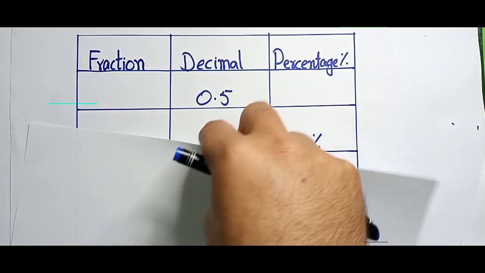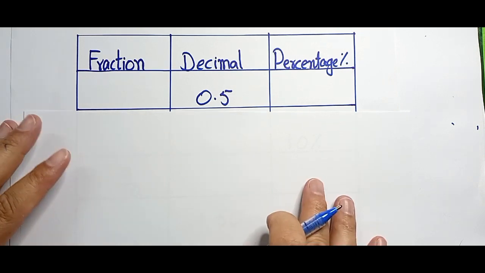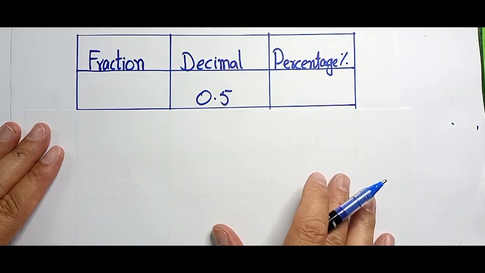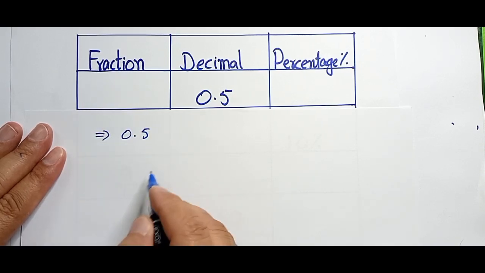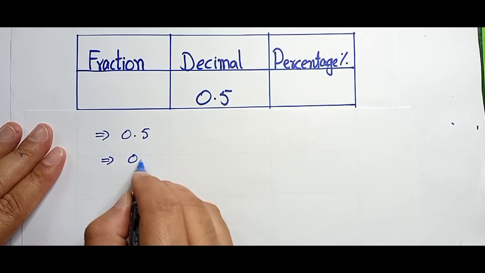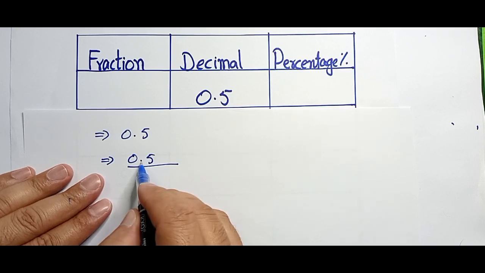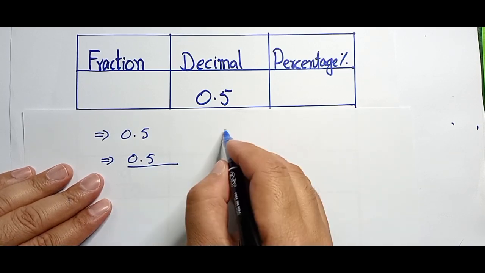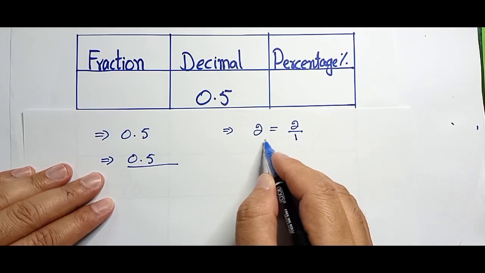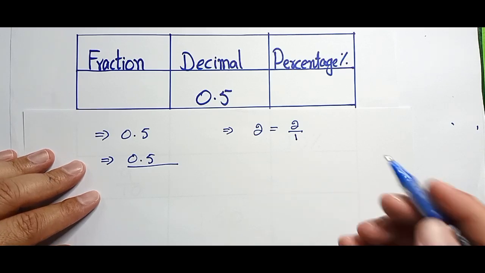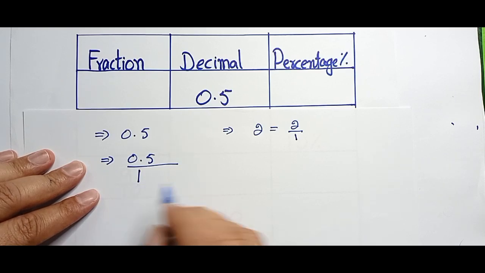For example, we have a decimal number which is 0.5. First of all, we have to convert into fraction, after that into percentage. Look carefully. 0.5. Now I am going to change the place of decimal point. You know that 2 is equal to 2 over 1. Every whole number has 1 as a denominator.